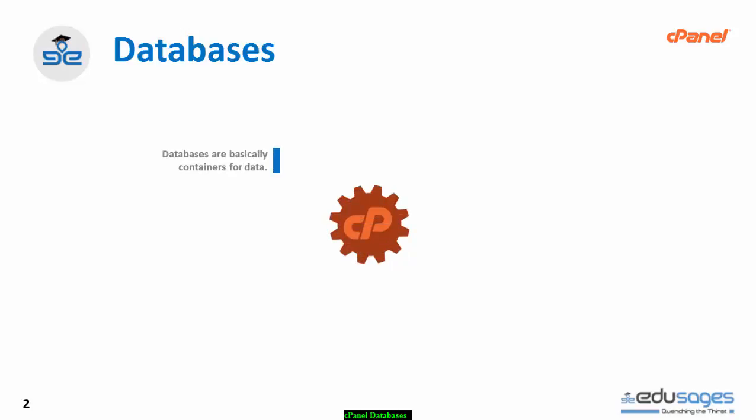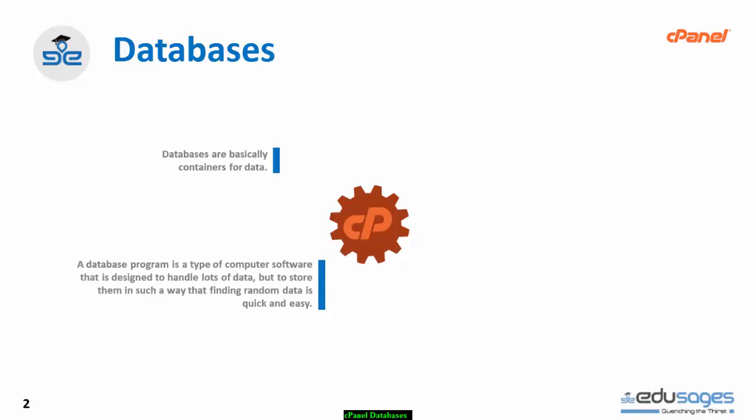For example, you can imagine a public library. We could say that a library is a database of books. And to manage these databases, we need a database management program. It is nothing but a software that is designed to handle lots of data and to store them in such a way that finding any snippet of data is efficient and quick, with random operations instead of sequential ones.